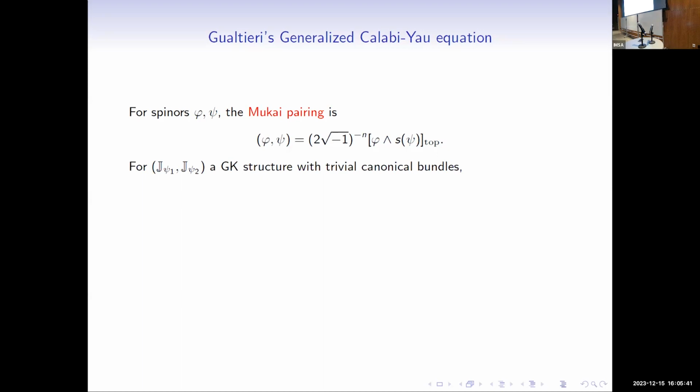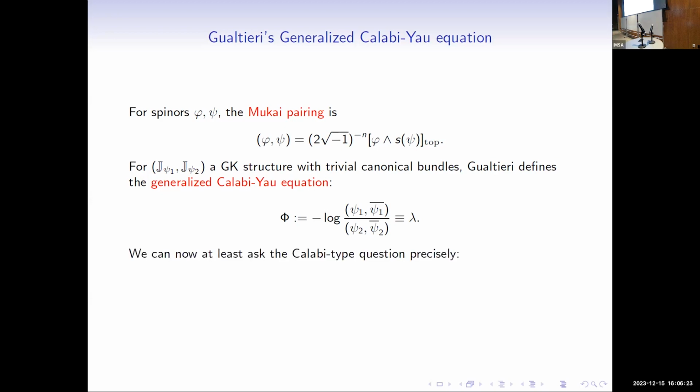And so if we have a generalized Kähler structure defined by two spinors psi1 and psi2, Marco in his thesis defines what he calls the generalized Calabi-Yau equation. You take the Mukai pairing of psi1 with psi1 bar, divide by psi2 with psi2 bar, take minus log, and call that phi. And what he calls the Calabi-Yau equation is that this quantity phi should be constant. I don't really know how he discerned this, other than that using the Mukai pairing to define a volume form is a natural thing to do. I think maybe there are some precursors in physics. But in any case, I'll show you that it's definitely a meaningful thing to do in just a second.